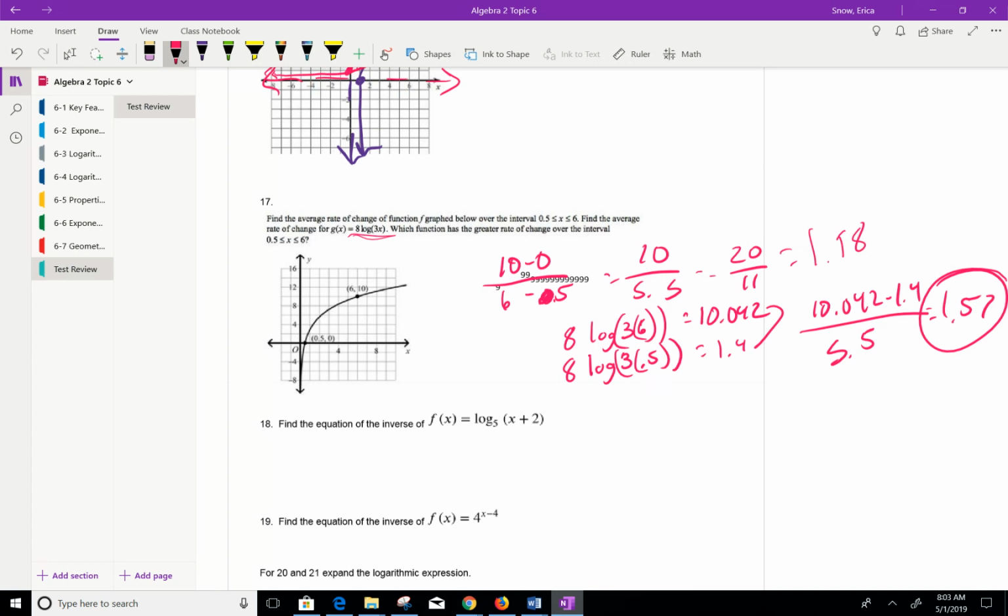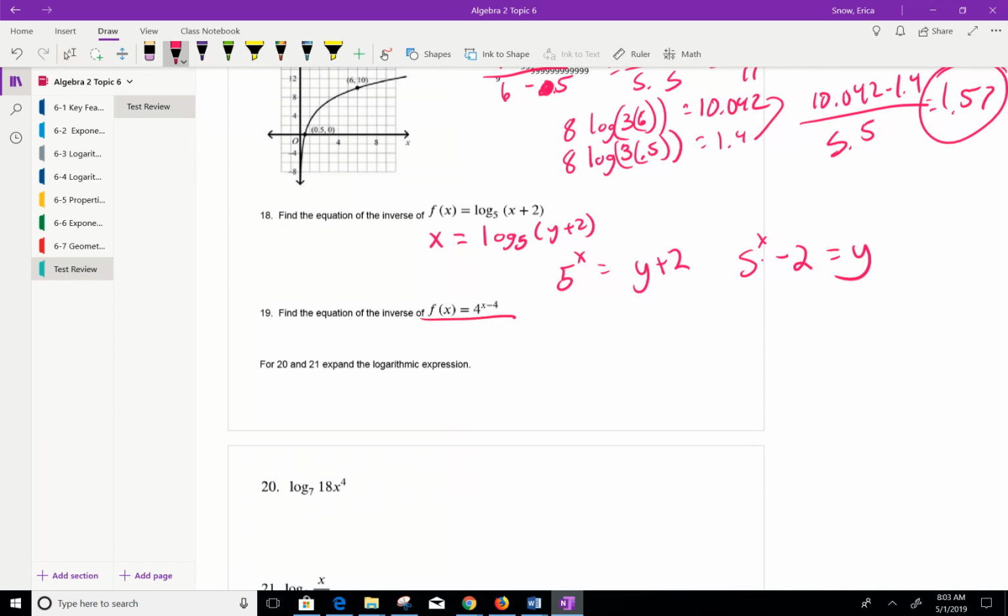Okay, now we're finding the equation of the inverse. So to find the equation of the inverse, we switch our x's and our y's. So we get x equals log base 5 of y plus 2. We need to rewrite this as an exponential. So we're going to have 5 to the x equals y plus 2. And then 5 to the x minus 2 equals y.